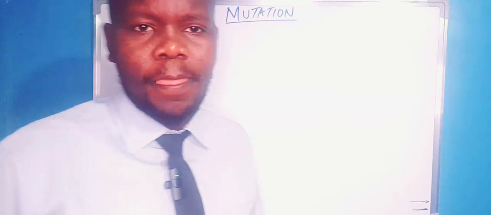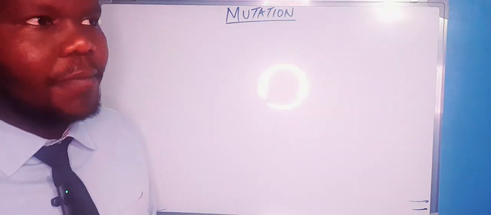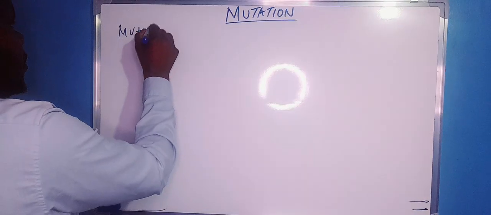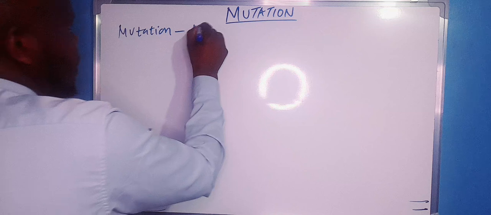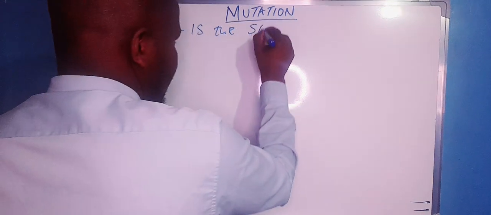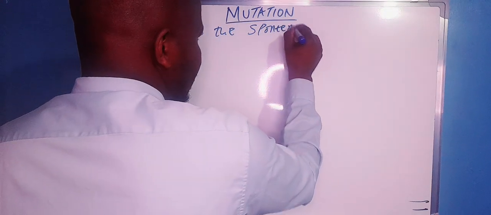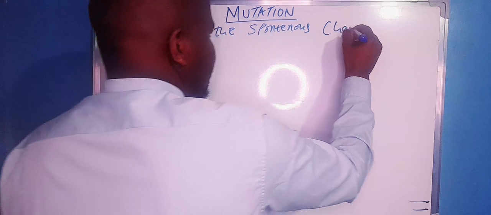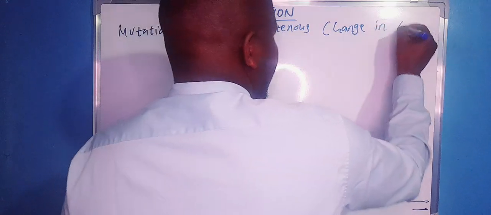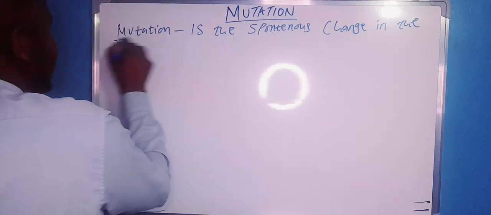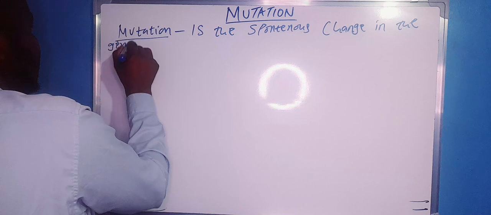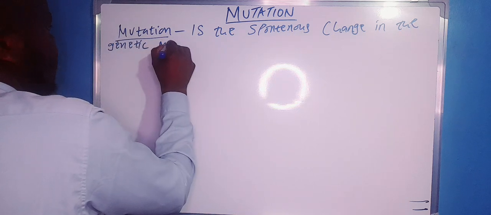We're getting to learn about what? Mutation. What's mutation first in the definition? Mutation is the spontaneous change in the genetic makeup of the organism. So we are saying mutation is what? Mutation is the spontaneous change in the genetic makeup of an organism.